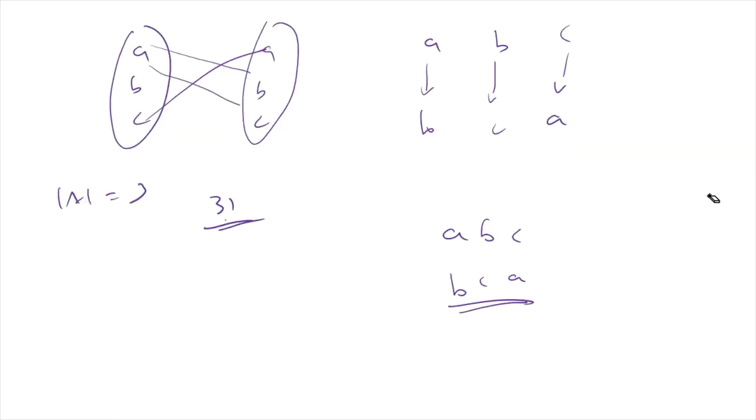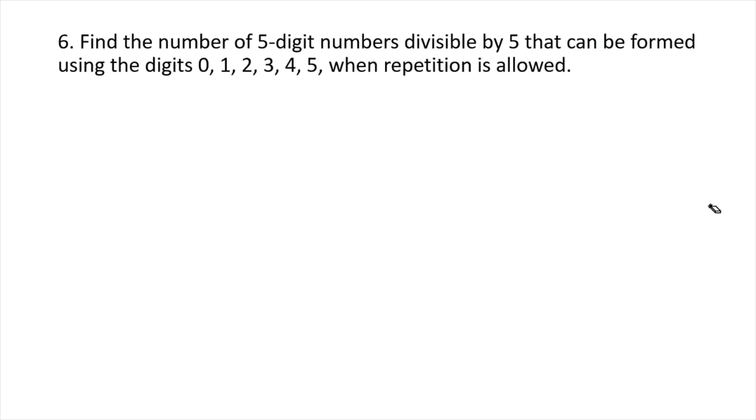Okay, so let us move on to the third problem. Find the number of 5-digit numbers which are divisible by 5 that can be formed using the digits 0, 1, 2, 3, 4, 5 when repetitions are allowed. So we have to form 5-digit numbers using the digits 0, 1, 2, 3, 4, 5. And then we have to count how many of these 5-digit numbers are divisible by 5. So before going into the divisibility of 5, we have to recall what is the test of divisibility for 5. A number is said to be divisible by 5 if the units place is either 0 or 5.